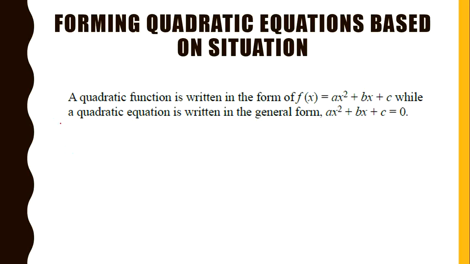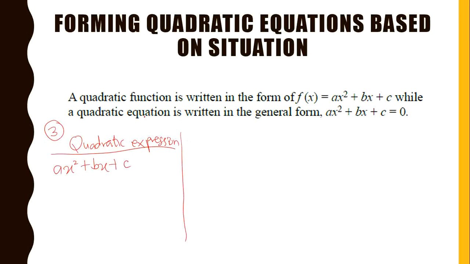Okay, if you all noticed, in this chapter we learn 3 things. The first one is quadratic expression. Okay, quadratic expression is ax squared plus bx plus c. Second one is quadratic function. Okay, quadratic function is when it has f(x). f(x) equals ax squared plus bx plus c.